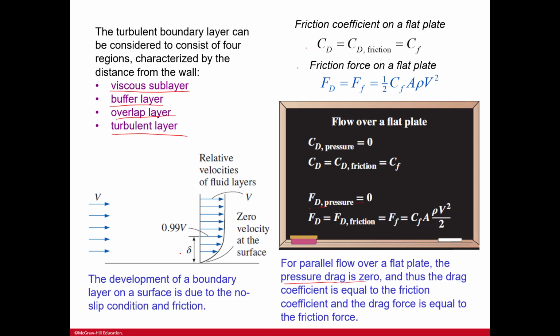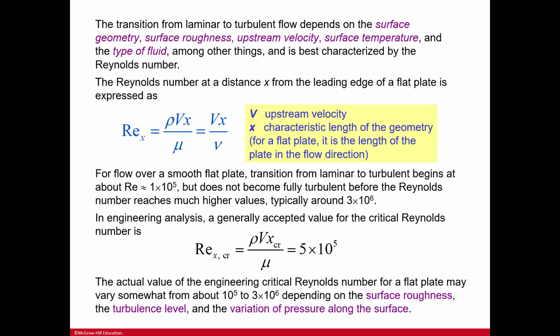And then here, just a reminder, that this is just delta. There's a lot of deltas. That's one delta, and then one that's kind of like that is another delta. So just remember that this is the difference. That's all it's looking at when we're looking here. The development of a boundary layer on a surface is due to the no-slip condition and friction.